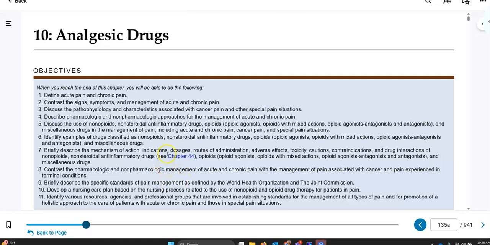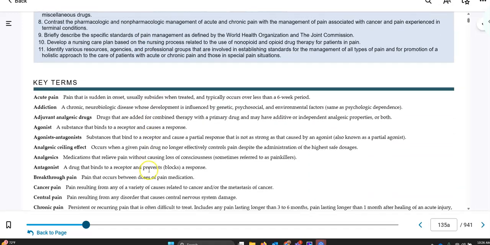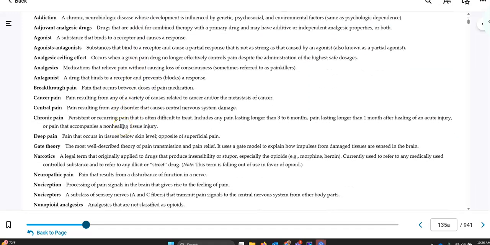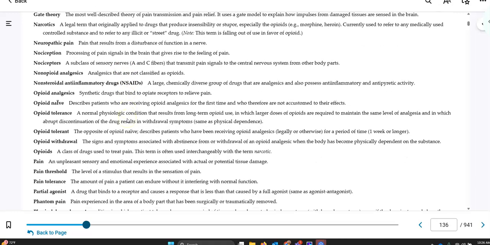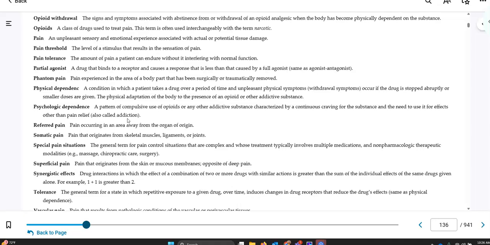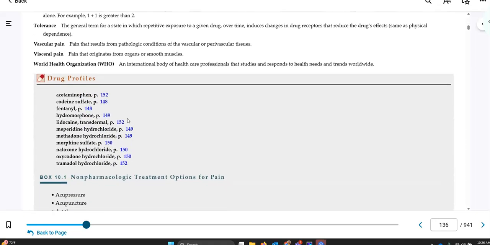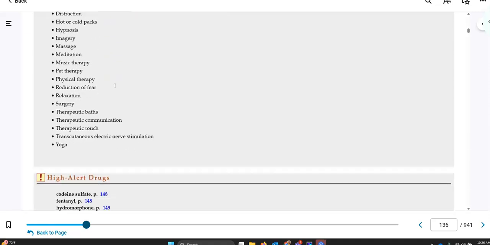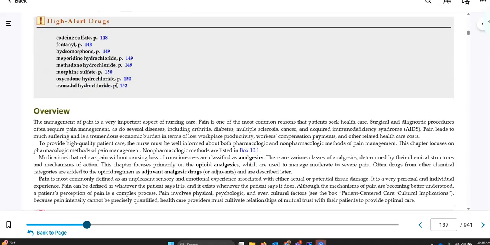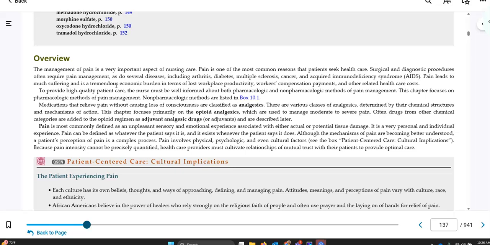But for purposes of this chapter and to get you ready for HESI and NCLEX in practice, we want to talk about our analgesic drugs. So read through your objectives here and then scroll through your key terms, because a number of these will come up throughout our chapter as we talk about our analgesic medications. When we look at these medications, we're basically looking at these different drugs as we use those for analgesia purposes, specifically to minimize our patient's pain.